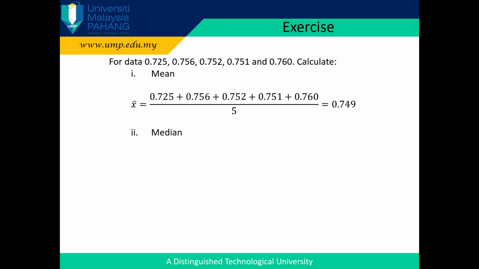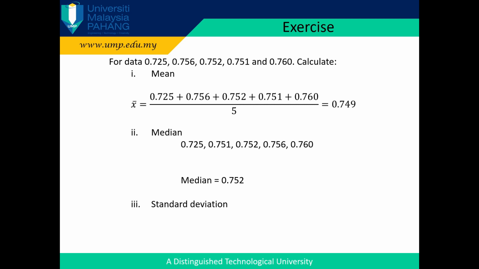Next is median. Median is the middle value. First, you need to rearrange the value from the lowest to the highest, which are 0.725, followed by 0.751, 0.752, 0.756, and the largest is 0.760. So median is the one in the middle, which is 0.752.